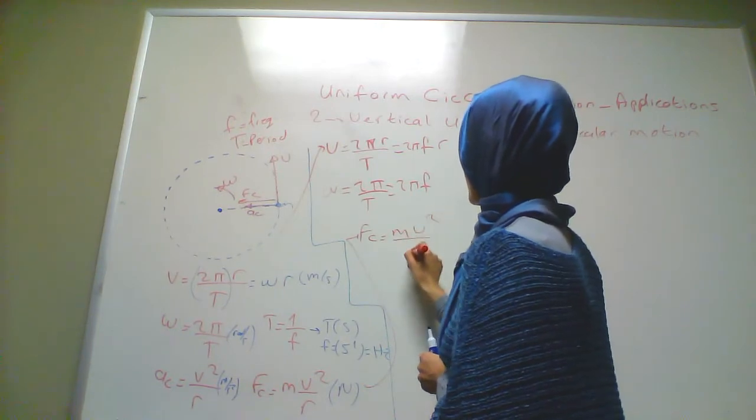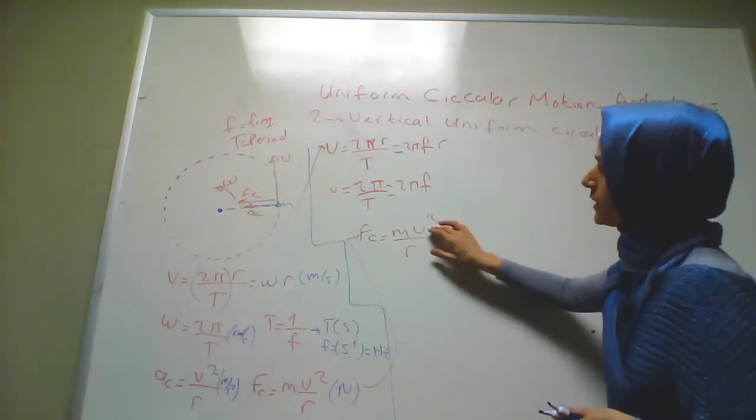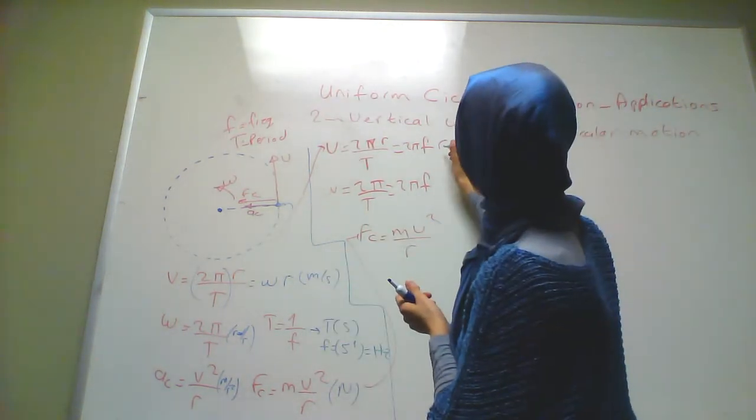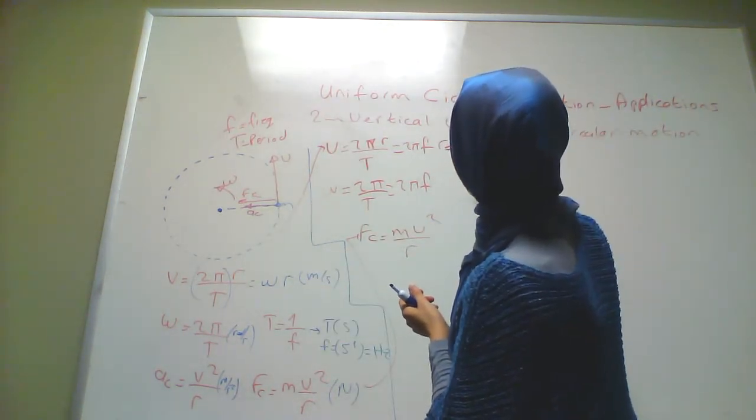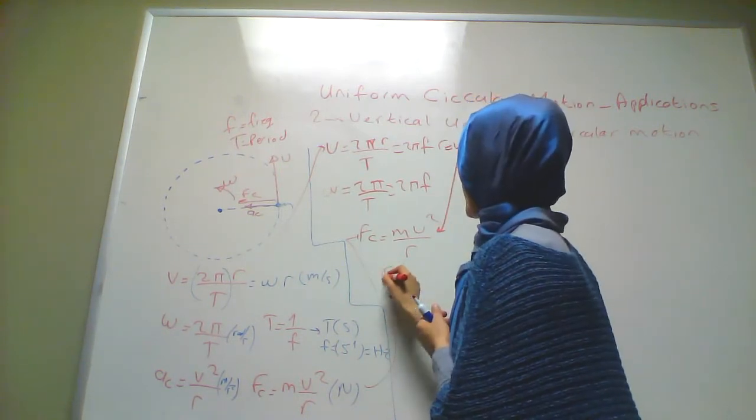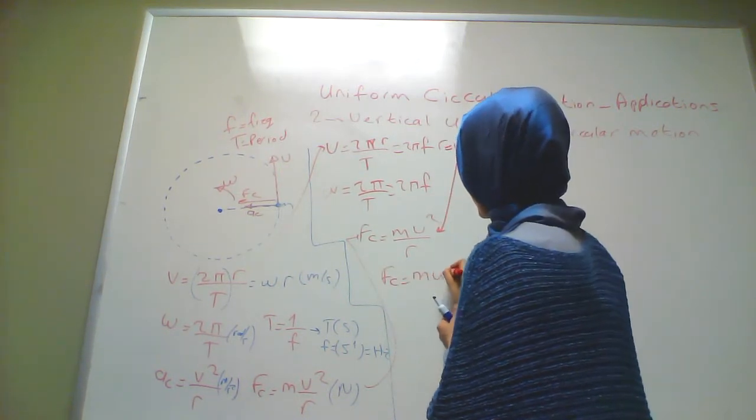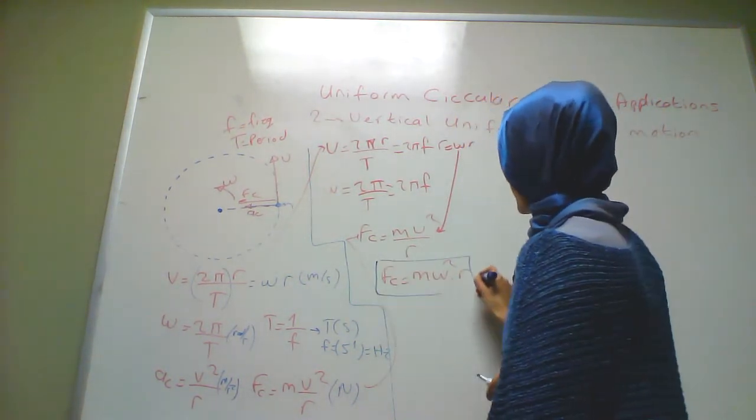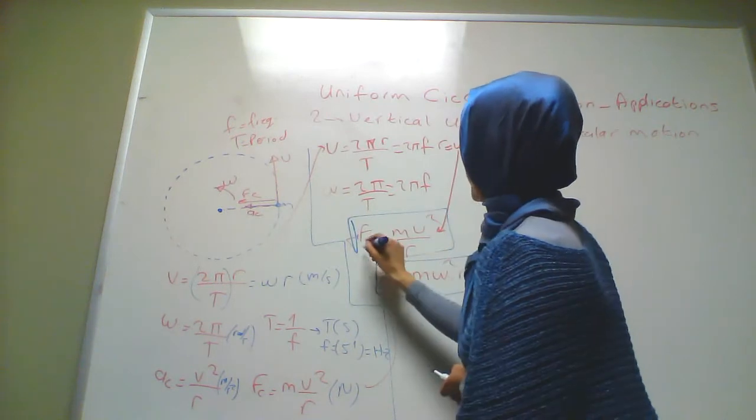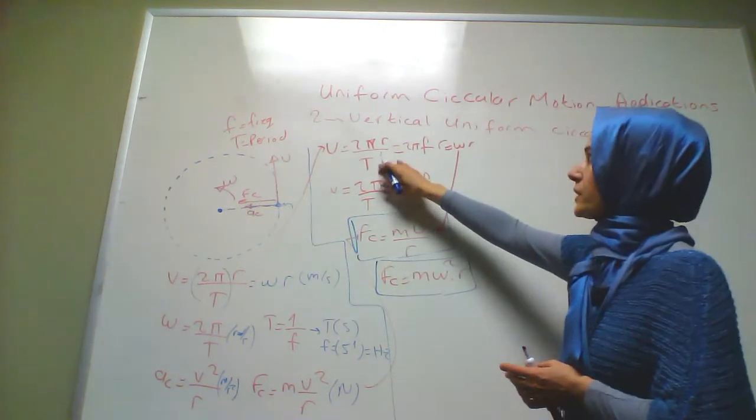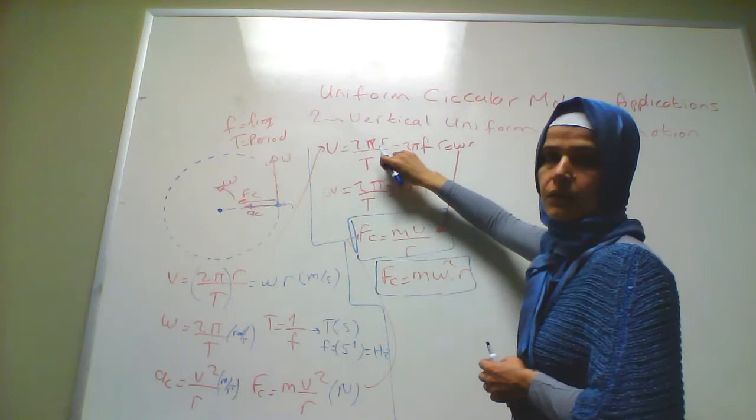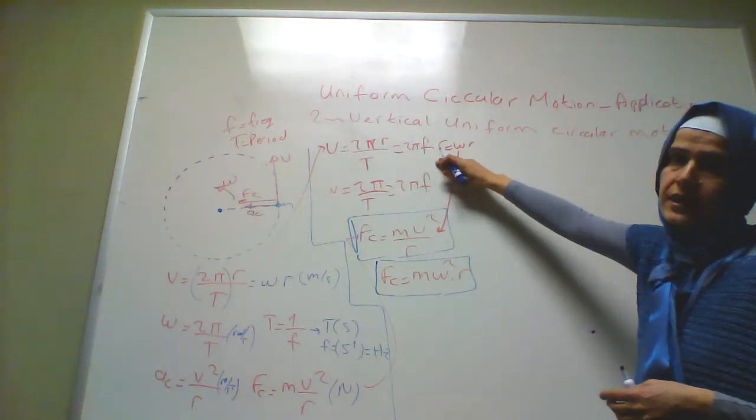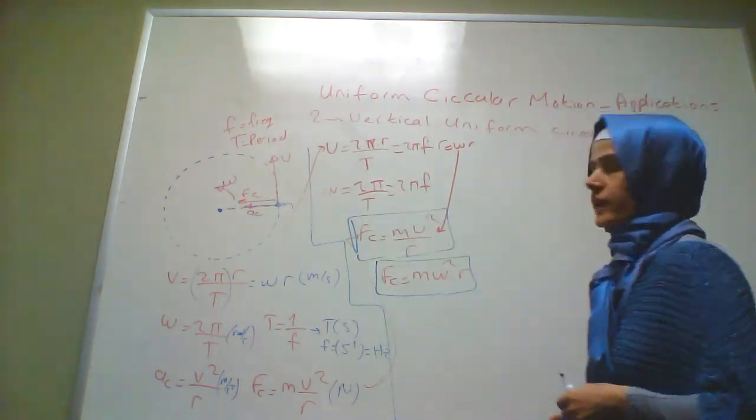v squared over r, if we replace v by omega times r, Fc can also be written as m times omega squared times r. So all these equations can be used depending on what we know. If we know t directly in the question, we can use 2 pi r over t to find linear velocity. If we know f, we can use 2 pi r times f. And the same goes for the other equations.